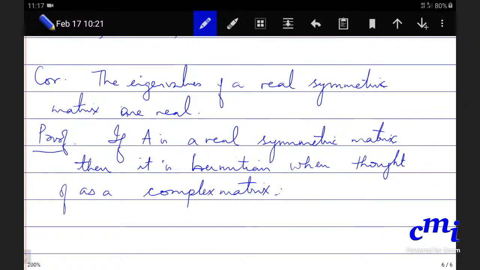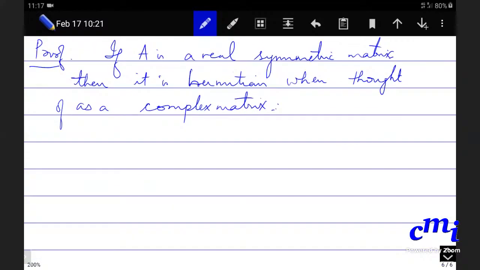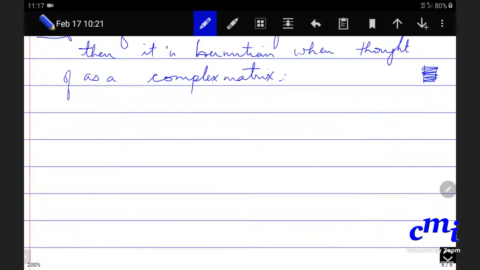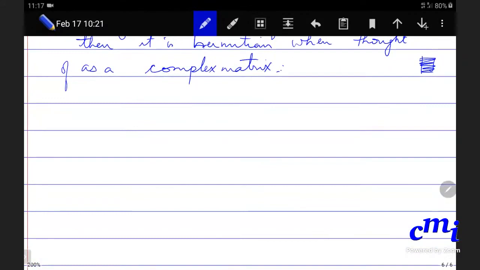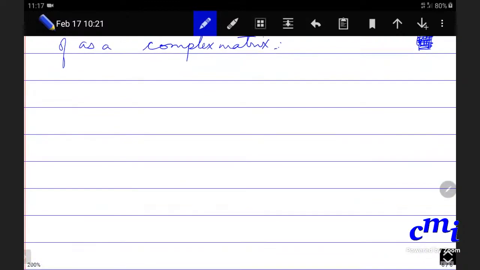Very awkward sentence, so let me not write it. Okay, so I'll skip the definition. So this is about Hermitian matrices.